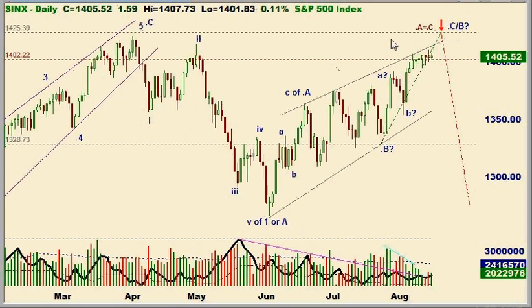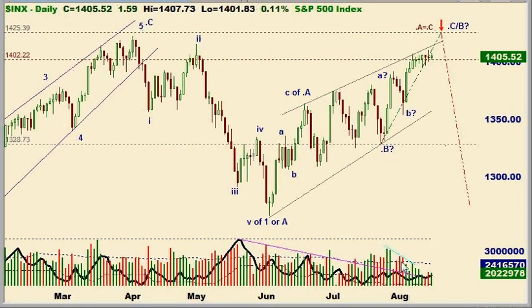One thing to keep in mind is that if we go above 1422, that negates this as a wave one down, and makes this much more likely a B wave rally rather than a wave two. Indeed, we've already rallied rather high for a wave two. It's unusual for wave twos to retrace more than 62 or 78%, and I tend to favor that this is a B wave regardless of whether we go up to 1425 or not.